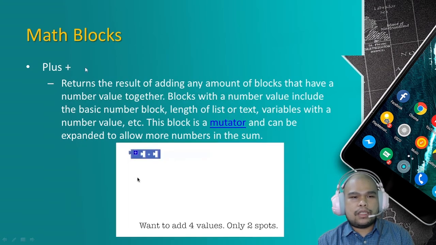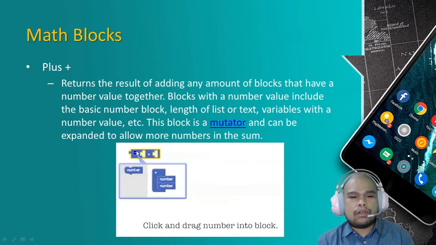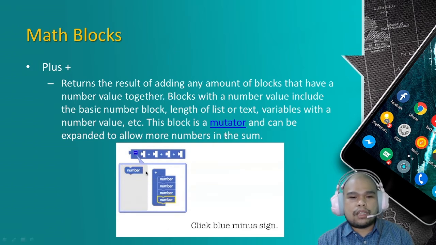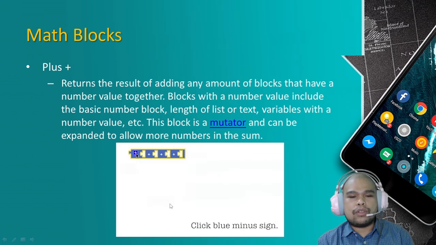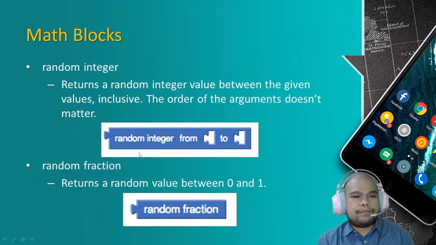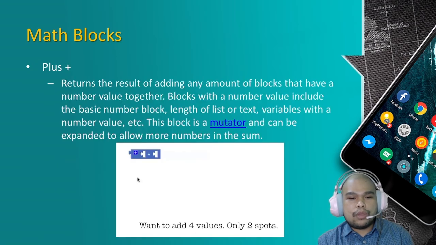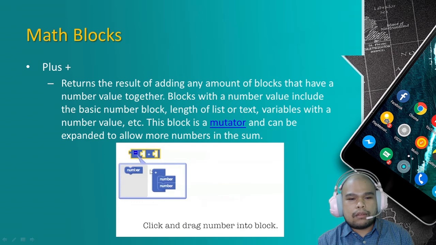Then this is basically our simple addition. You can also use the mutator, there, to define how many numbers you want to put. Let's say, if you want to add 3 numbers, you just drag down this number block here into the additional arguments in order for you to add additional numbers. Okay? Now, you can also use the mutator again to have additional numbers.